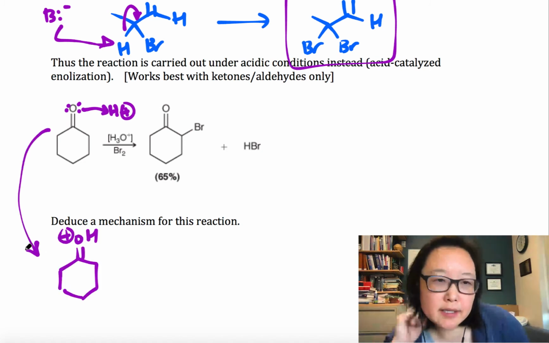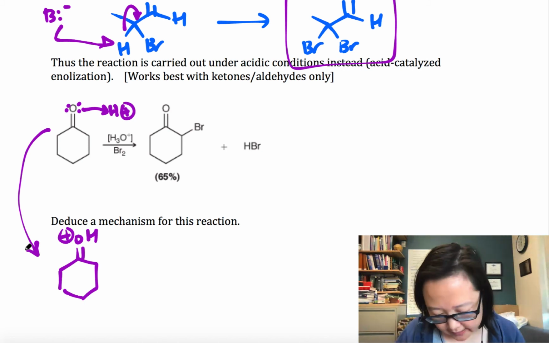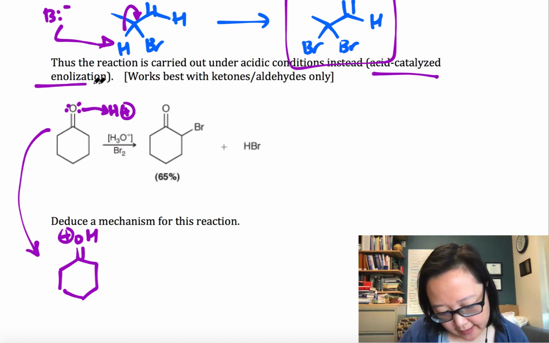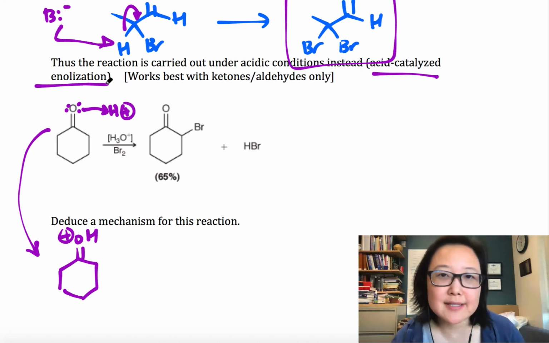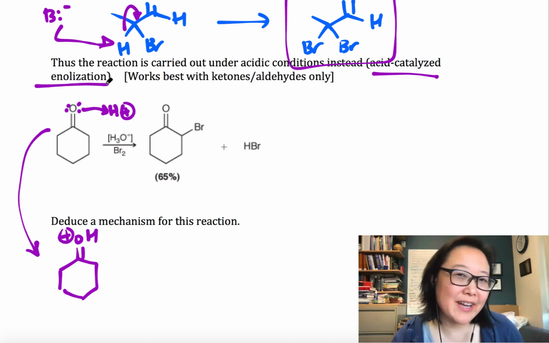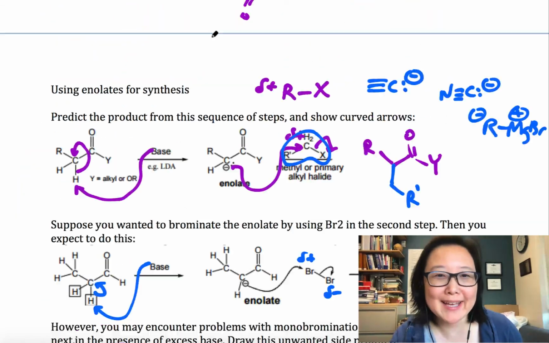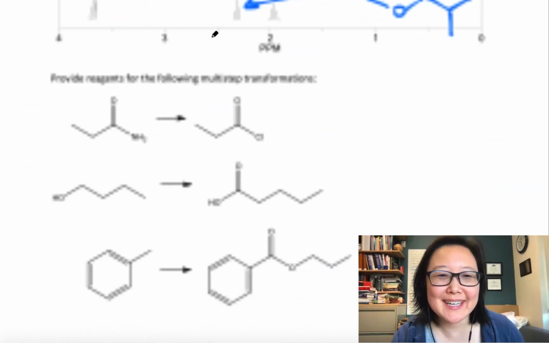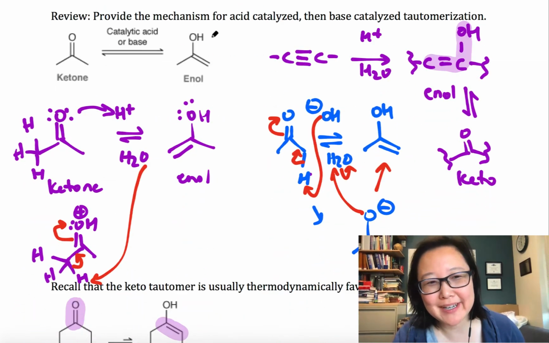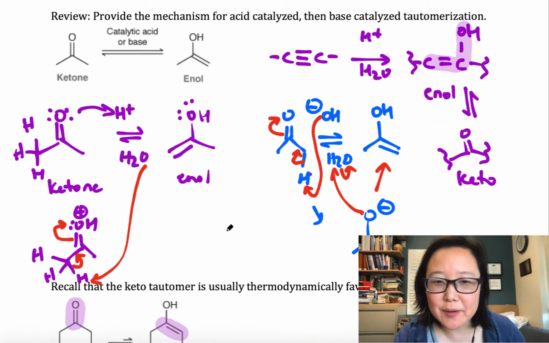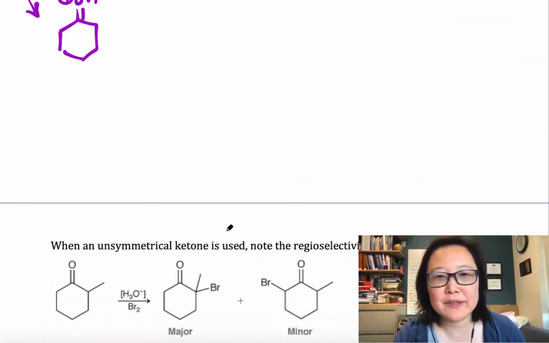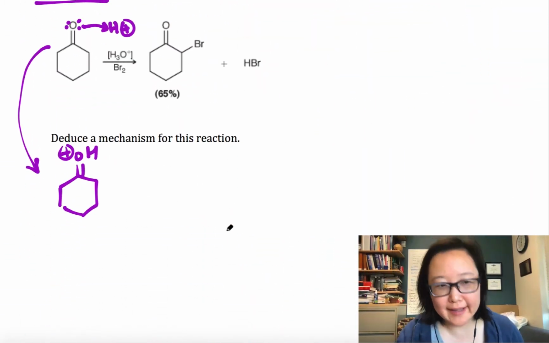And one clue for this is that we're going to use acid to have an enol. We won't be able to generate enolate, but we'll be able to generate enol. If you remember back to the very first thing we did in this new chapter, we had acid catalyzed enol formation, right? So let's do that, and then we'll use our enol as a nucleophile.